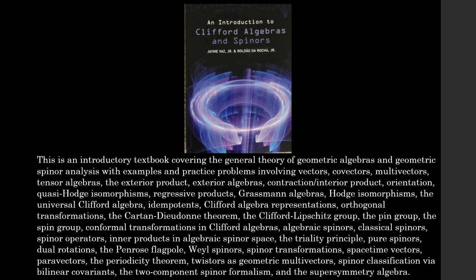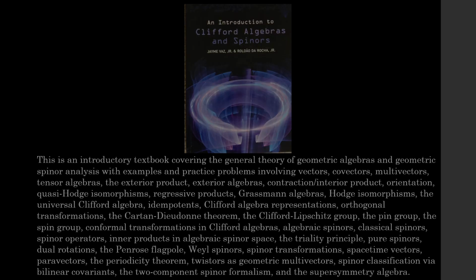So this will go into Grassmann algebras before it goes into Clifford algebras, once it goes over into the idea of contractions and interior products and exterior algebras and products. And so once you're done covering all these ideas about vectors, covectors, and bivectors and the operations upon them, it goes further into applications such as conformal transformations, spinors, Pauli spinors, space-time vectors, twistors that are represented as geometric multivectors, spinor classification, and even it covers the supersymmetry algebra.